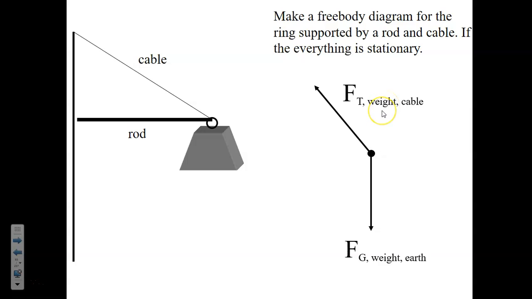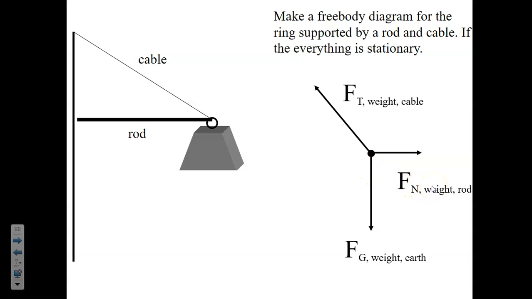Do the forces look balanced? No, they do not look balanced. These two forces cannot cancel, which means I need another force, and that force is supplied by the rod. Which way is the rod exerting a force on the weight? To the right, because if I got rid of this rod, this thing would swing inward to the left, so it's being pushed to the right. So there's a normal force on the weight by the rod.